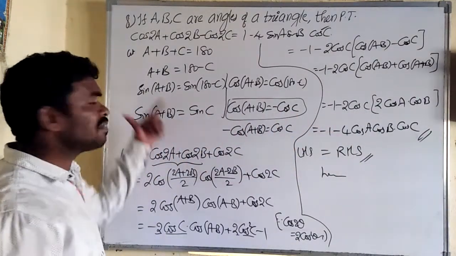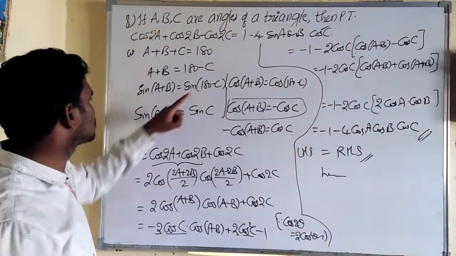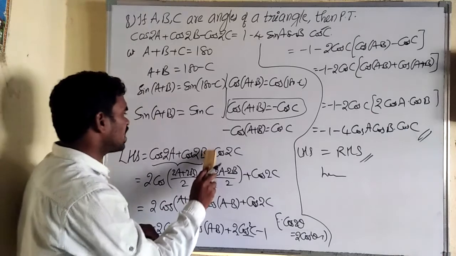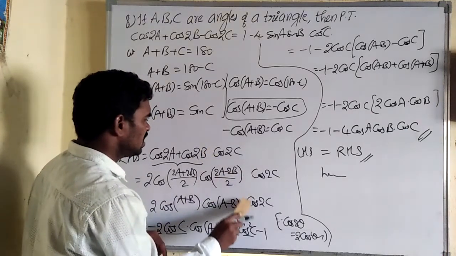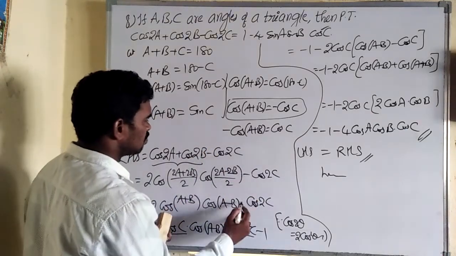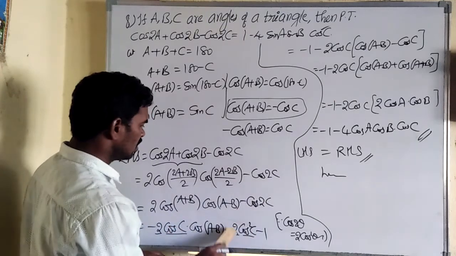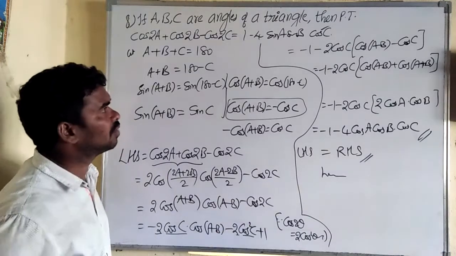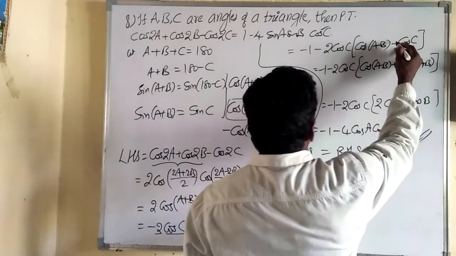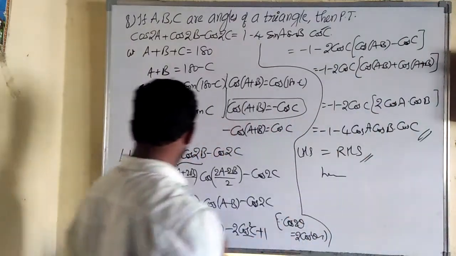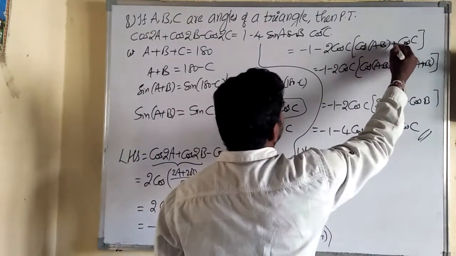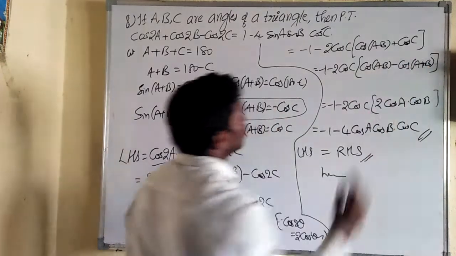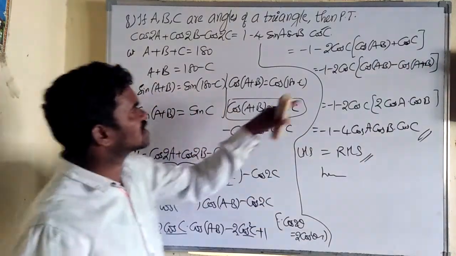Then how can we solve? The same type: a plus b plus c is 180 and so on. These 3 steps are the same for every question. And here just minus is there, so here it becomes minus. So it becomes minus 2 cos square plus 1. Now we are using that formula. So here we get plus, here we get minus, because plus cos c means minus cos of a plus b.